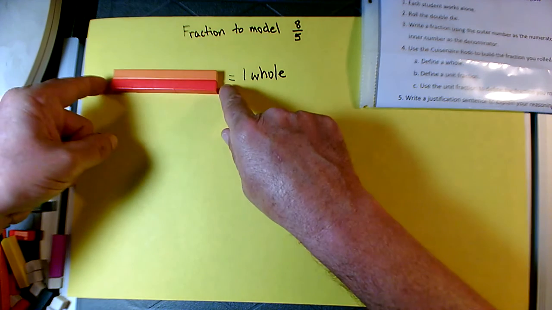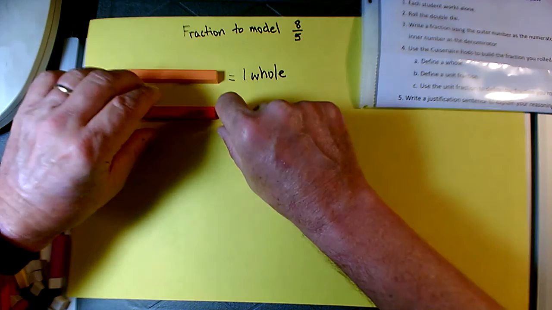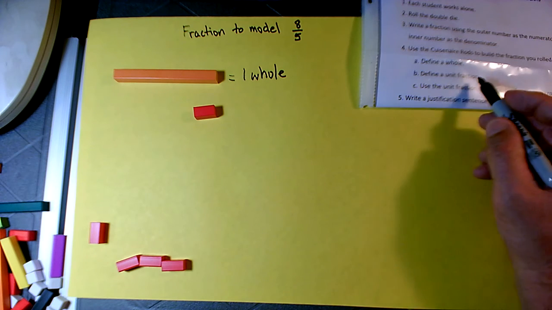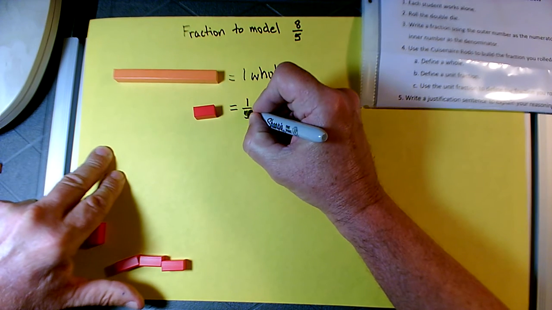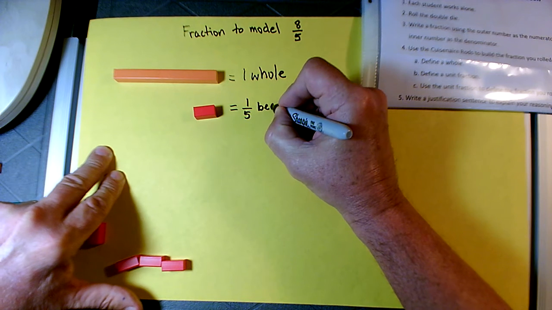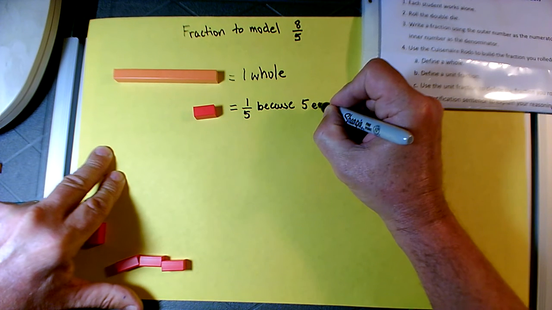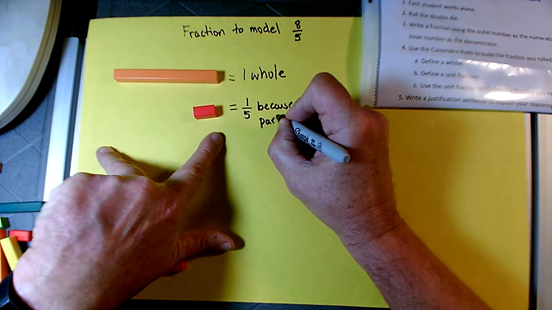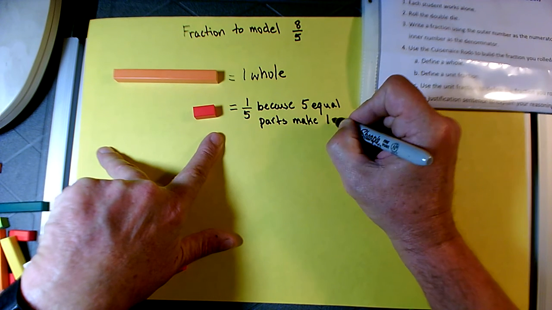And why am I interested in 5? Because I know that the denominator is 5, and so that means that I want to define a unit fraction, and in this case my unit fraction is 1/5 because 5 equal parts make 1 whole.